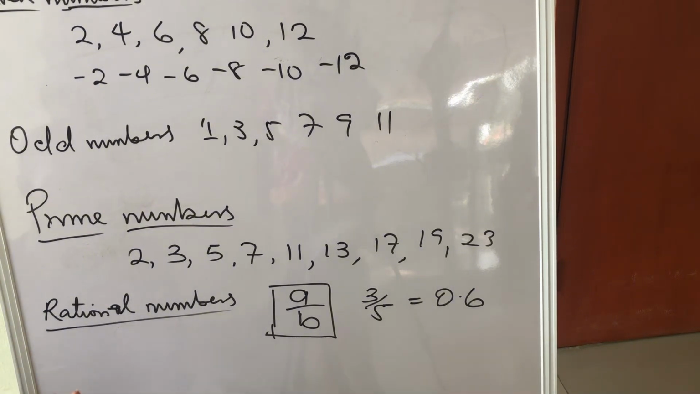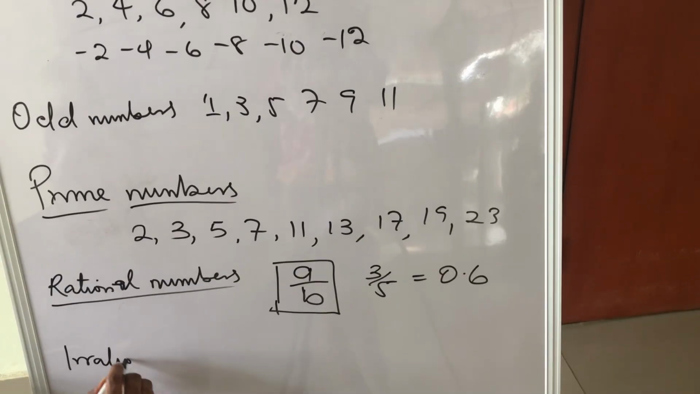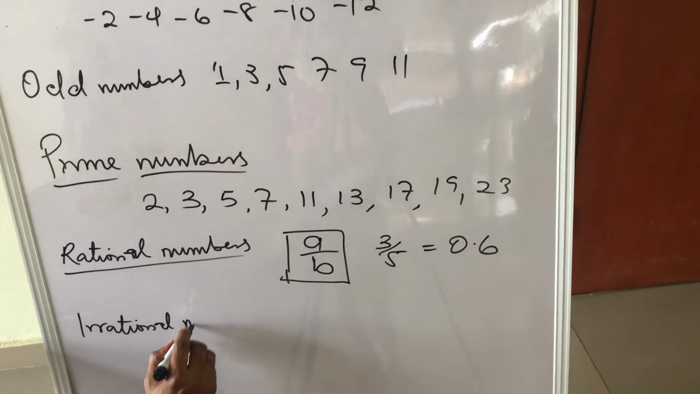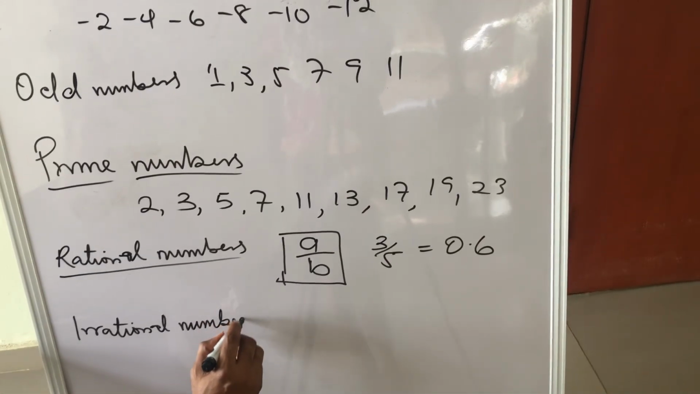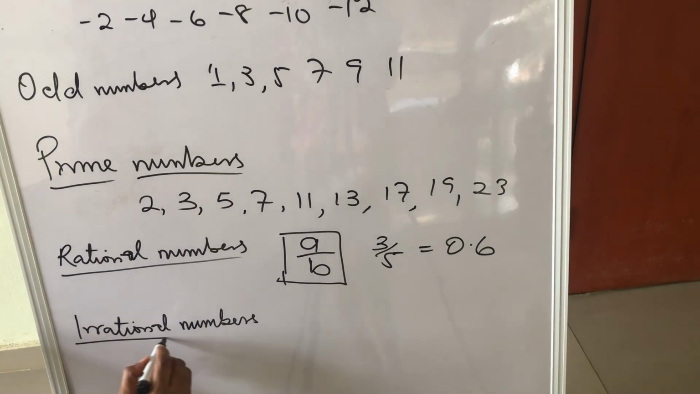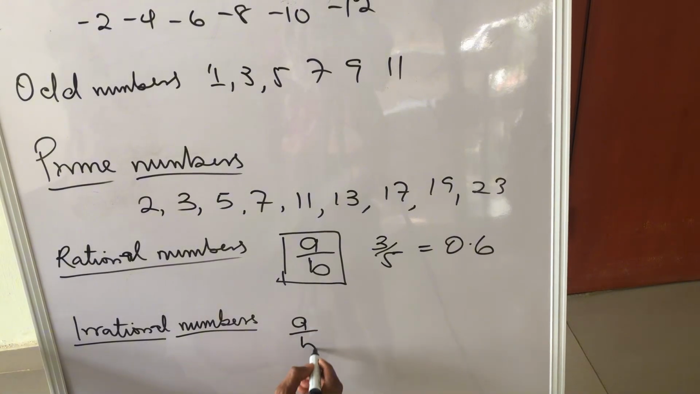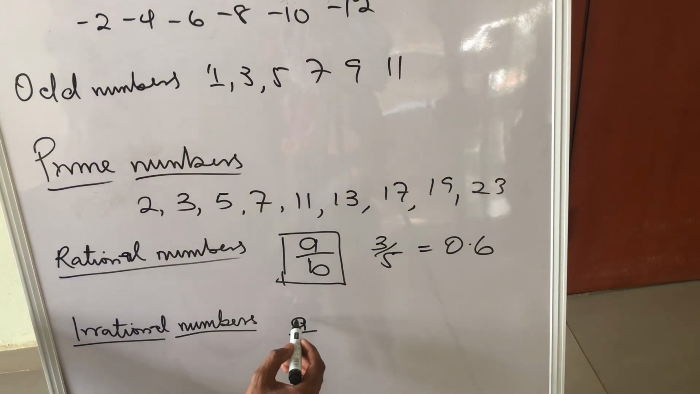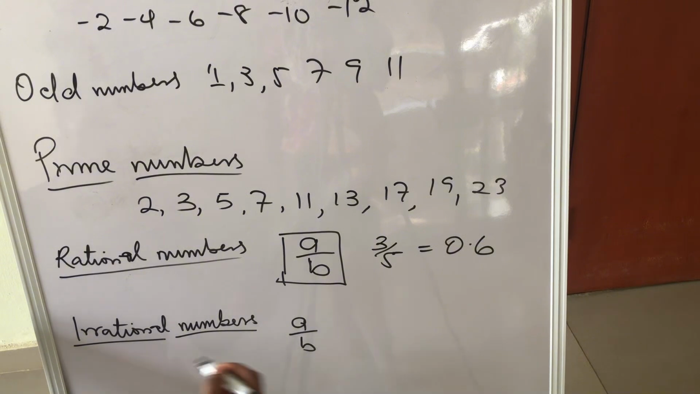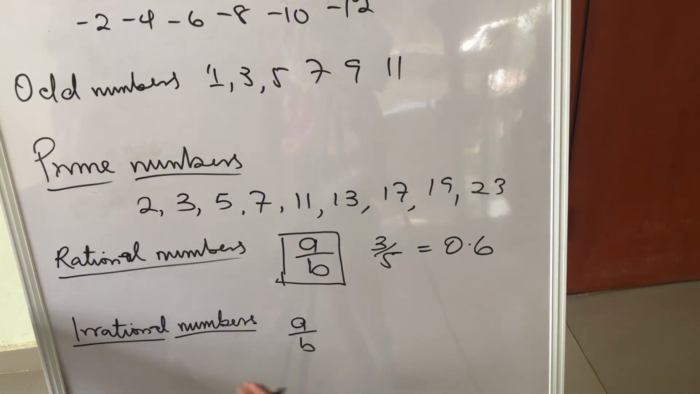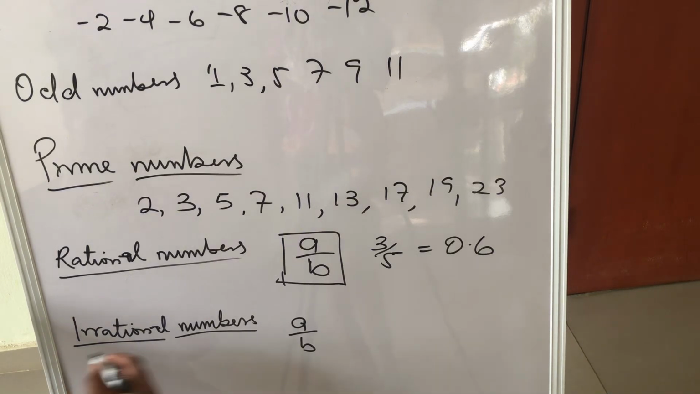I wouldn't talk about rational numbers without talking about irrational numbers. So irrational numbers are numbers that cannot be represented in the form of A over B. And not only that, even when you try to represent them in the form of A over B, they do not give you a definite value. They give you a value that keeps on going forever, like they don't get to stop. So that is irrational numbers.